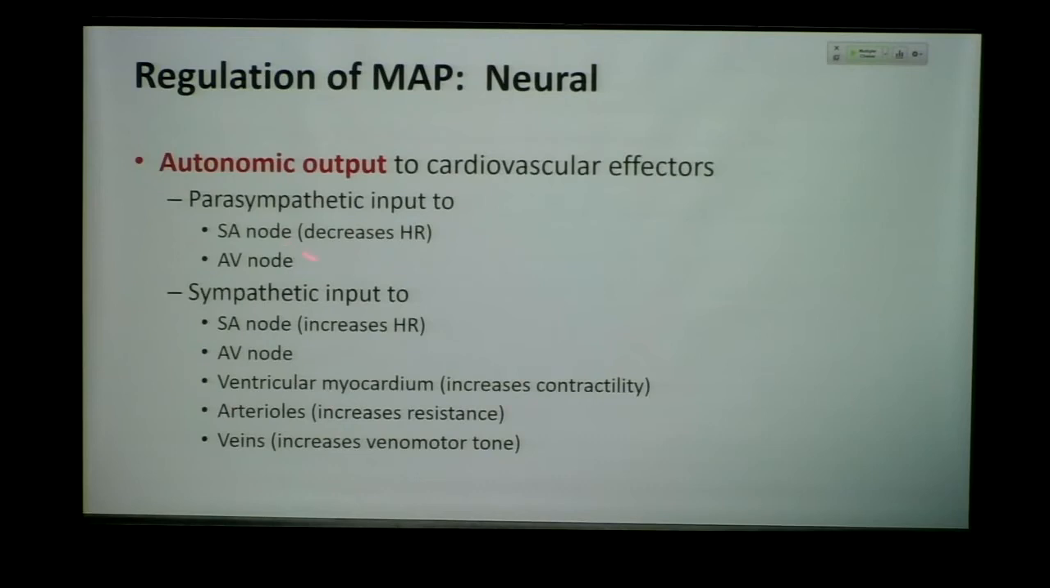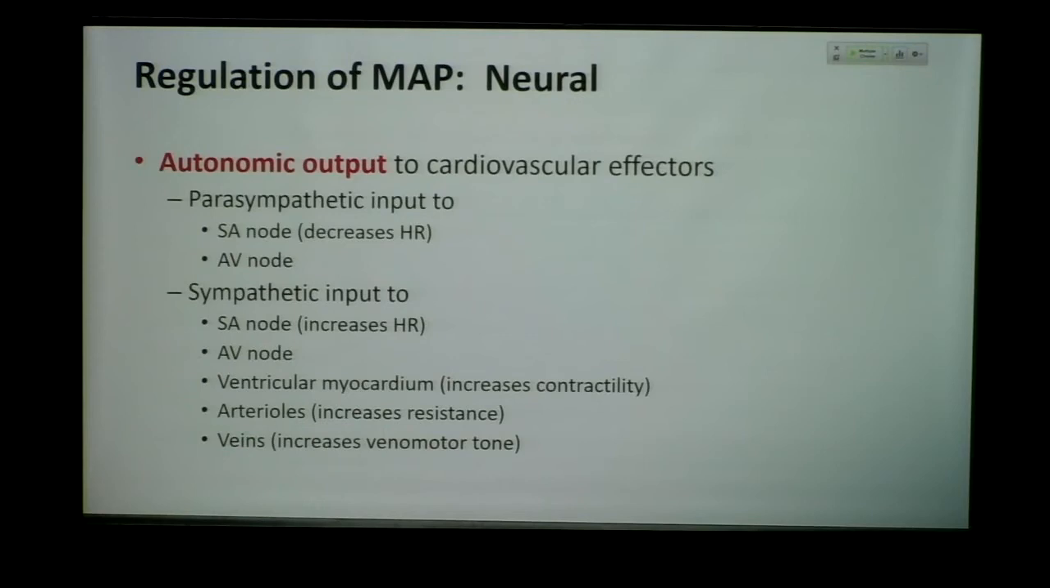And we can either stimulate the parasympathetic to the SA node and the AV node, right? We talked about this last semester. The parasympathetic influence on the ventricles is minimal, right? There's no influence on ventricular contractility from the parasympathetic system, only from the sympathetic system. So the parasympathetic really only influences the rate via the SA node and the AV node communication. Whereas the sympathetic response is much more extensive, okay?